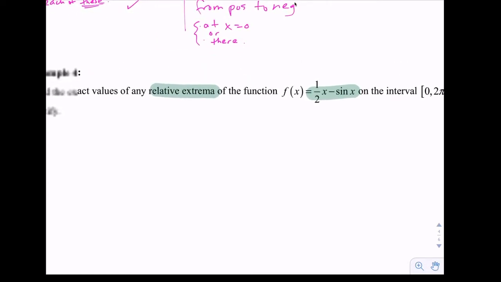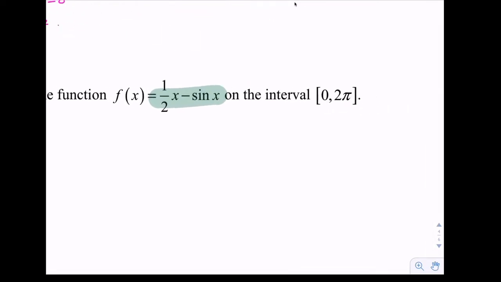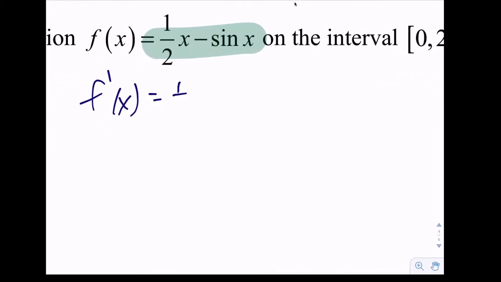But we're looking for relative extrema here, and we know then that they can only occur on open intervals at critical values. So we've got to find them. F prime of x would equal 1/2 minus cosine of x. Is that ever undefined? Nope. So we just set it equal to 0. And if we bring the cosine across and flip it around, we get cosine x is equal to 1/2.